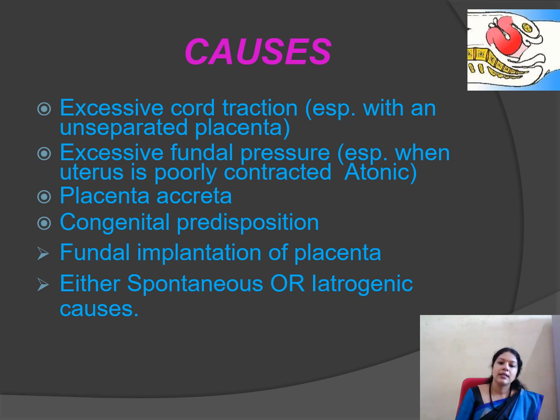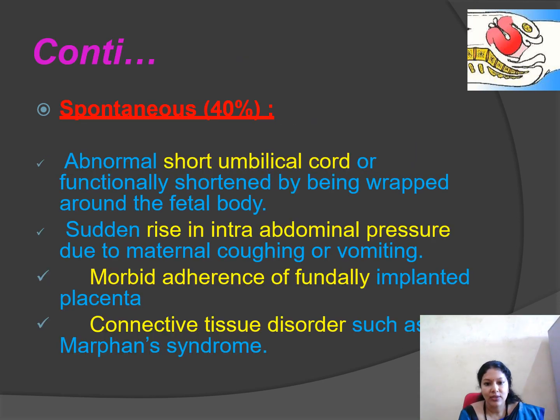And the last one is spontaneous or iatrogenic causes. That is, during the process of labor, without any external causes, all of a sudden it will occur. So now let us see what are those spontaneous or iatrogenic causes. The spontaneous causes include short umbilical cord.